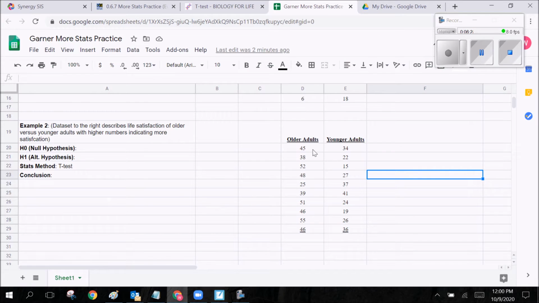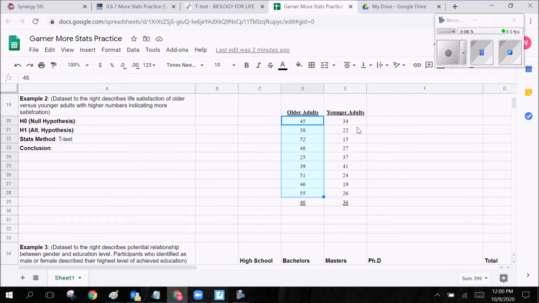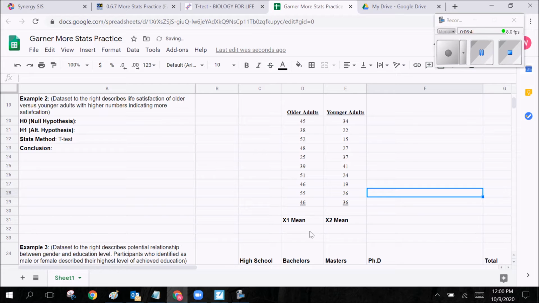The first thing we need is the mean of both groups. So to find the mean, you come in here and I'm going to say x1 mean, and then over here I'm going to say x2 mean. Remember that x1 and 2, they're not talking about the X-Men movies, although that would be awesome. It's just talking about the mean for your sample 1. So x1 equals sample 1, that's our older adults. x2, sample 2, younger adults.